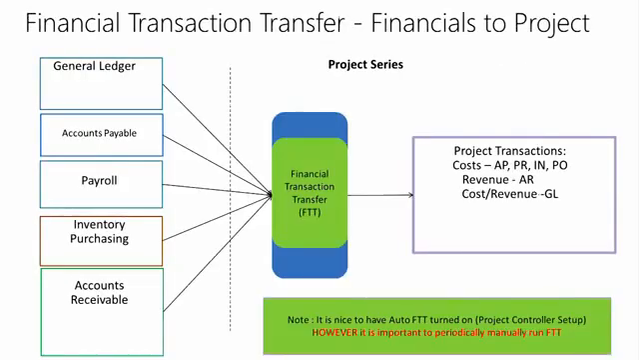So the financial transaction transfer is the bridge that makes this happen. Now, one of the things that we need to consider with financial transaction transfer is, do you want to have your financials updated every time you process a transaction, or do you want to have control over that and have it less often? So for instance, if I enter an AP voucher and I release that AP voucher, do I want it to immediately update my project costs? Or do I want that to wait until later, and I control when it flows over to project.